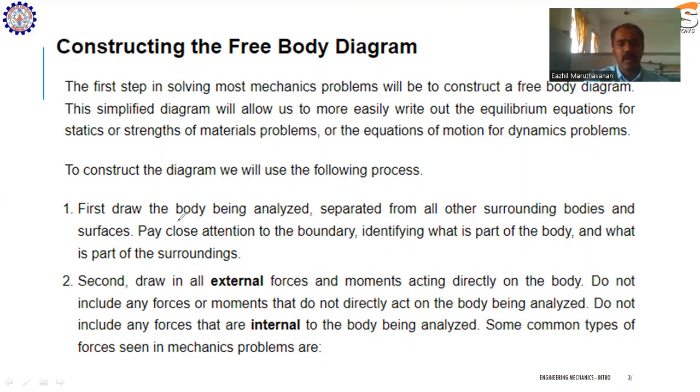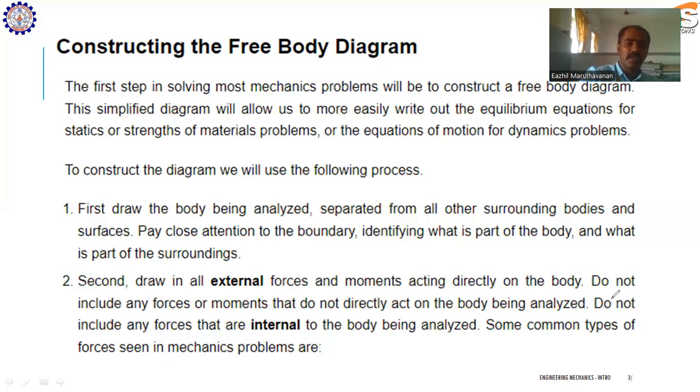First, draw the body being analyzed separated from all the surrounding bodies. We have to take the object free from all the supports or other forces or surrounding bodies, and we have to consider the body that needs to be analyzed first. And we have to pay close attention to which part of the body is surrounded by what.